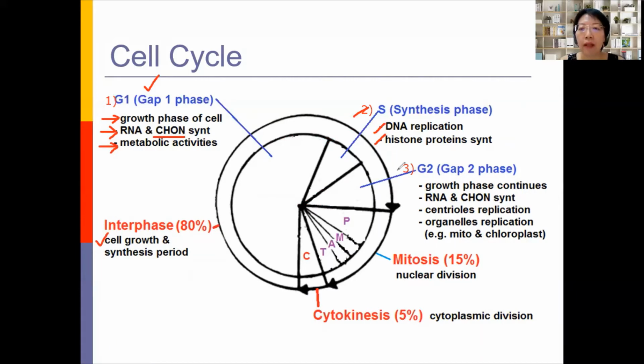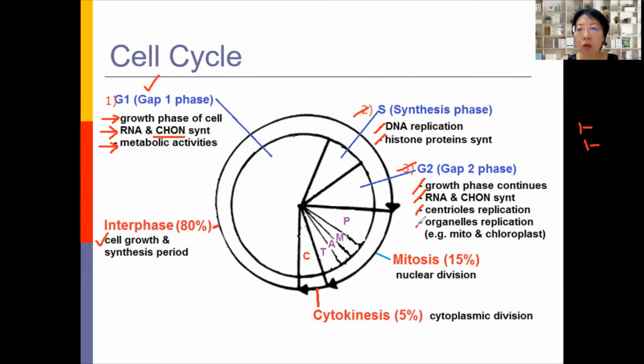Okay, so after that is G2 phase, which is called the gap 2 phase. Again, G2 phase is the same as G1 phase. It's a growth phase that continues. RNA synthesis and protein synthesis continue. And two additional things will happen, right? Centrioles will replicate to get ready for mitosis. We know that we have a pair of centrioles that is always arranged 90 degrees to each other. So when the centrioles replicate, you have another pair. So you've got two pairs already, getting ready for mitosis.